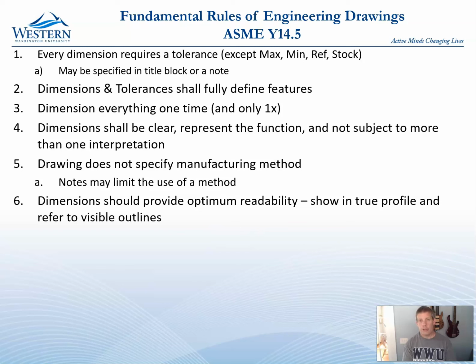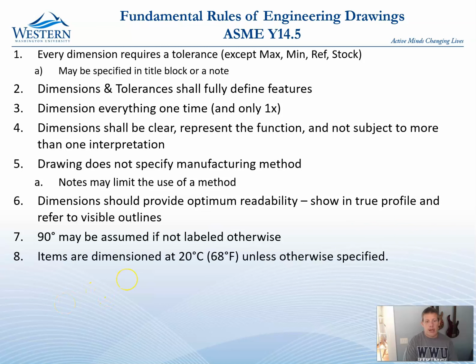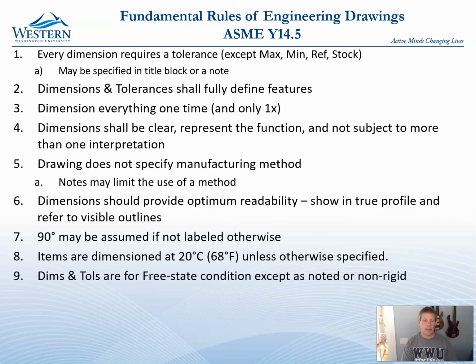So in general, you should dimension things on the view where they make the most sense and leave the least ambiguity. Okay. 90 degrees may be assumed if it's not labeled otherwise. Items are dimensioned for 20 degrees Celsius or 68 Fahrenheit unless you say otherwise. So that means that when they are checked to see if this meets the tolerances, it should be done at 20 degrees Celsius, which is the agreed upon temperature for most items.